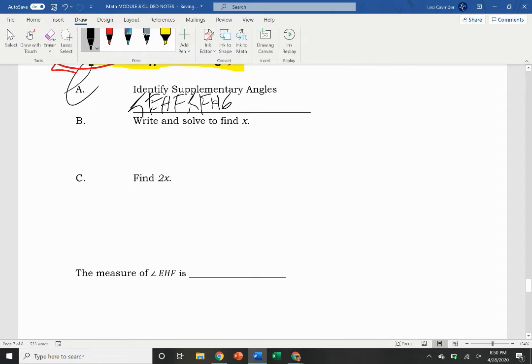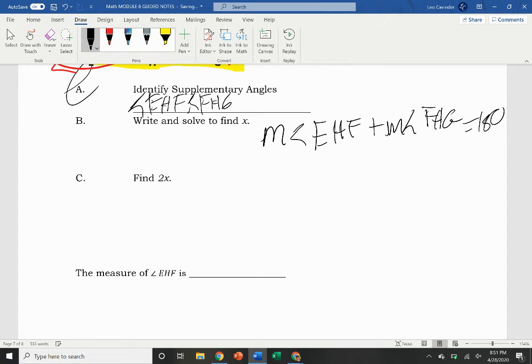Now I'm going to try and find x. I'm going to write off to the side here: the measure of EHF plus the measure of FHG equals 180, because the sum of the measures of supplementary angles is 180 degrees.